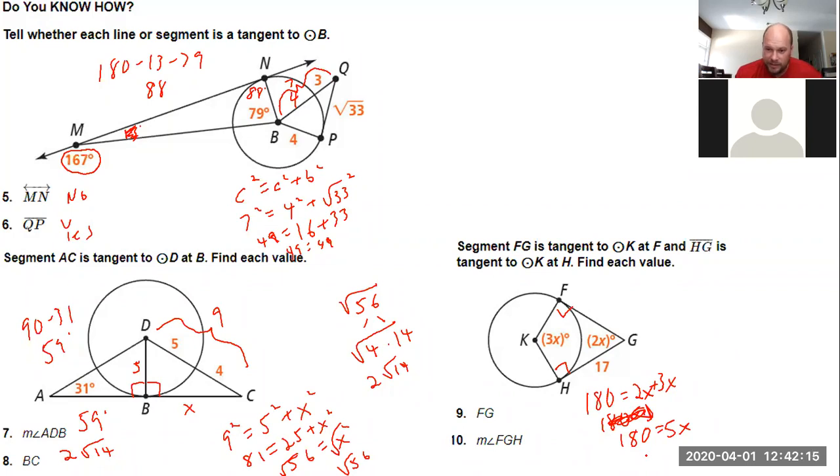180 divided by 5 is 36. So that's going to be our final answer for the x value. But the angle they want to know, FGH, is this angle, which is 2x. So we're going to have to actually multiply that by 2. So 2 times 36 will give us 72 for that angle. For FG, well, if this is 17, that also has to be 17. So that's just 17. That is it for all the examples.